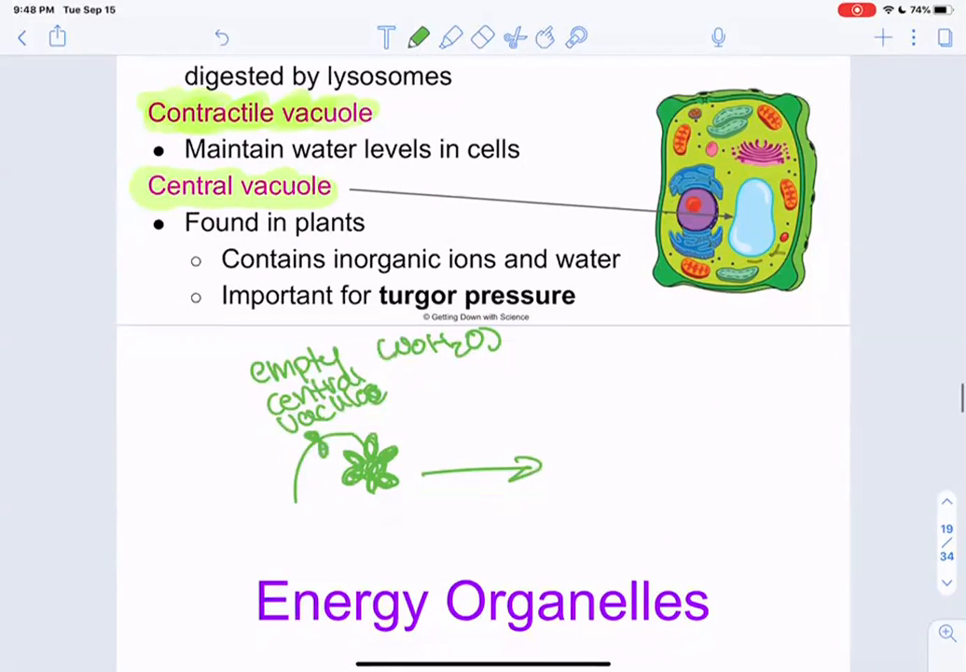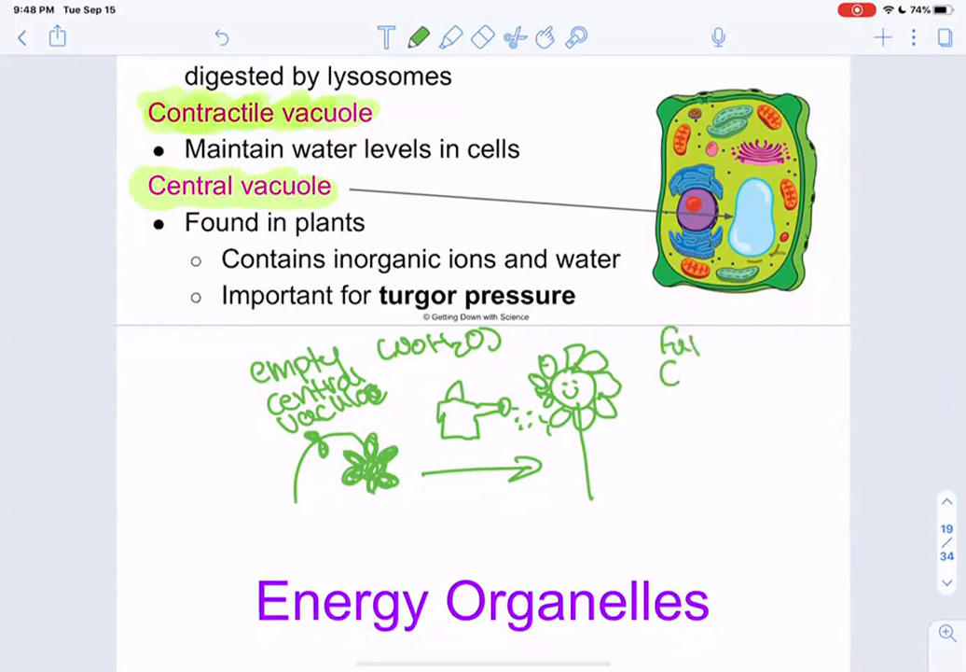Once you put water, let's say with a little watering bucket, we're going to have a happy flower that is turgid, meaning full of water. Its central vacuole is full of water, full central vacuole. Super happy flower. Turgid plant cells.